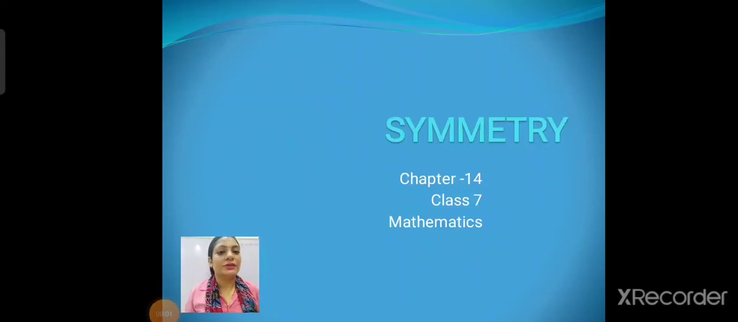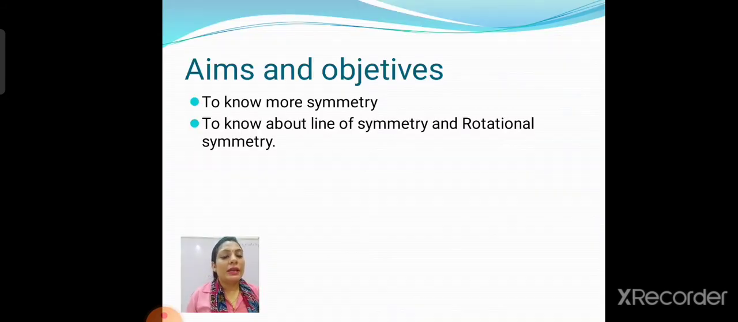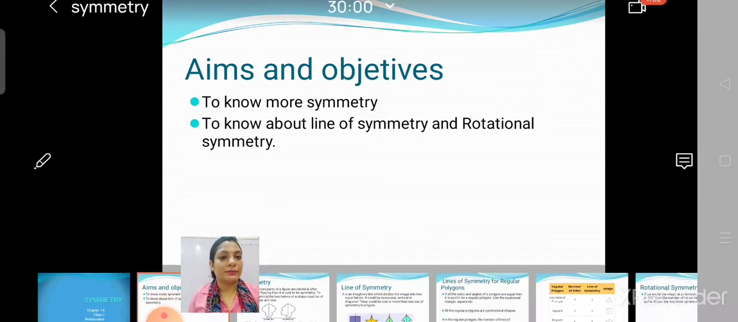Class, today we are going to discuss chapter 14, Symmetry, of class 7. The aims and objectives of the chapter are to know more about symmetry, as we have done symmetry in class 6th also, to know about line of symmetry and rotational symmetry.